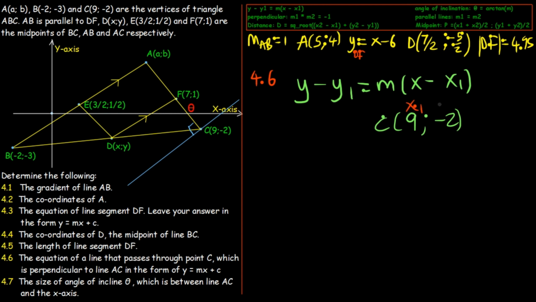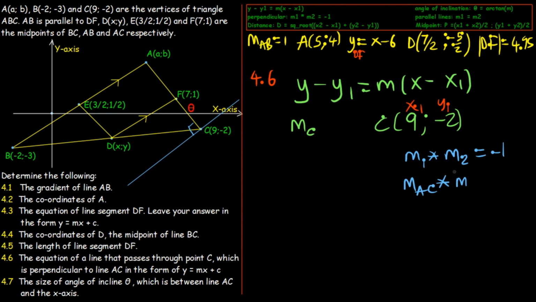So this will be our x1, y1 coordinate. So now we need to be worried about the gradient of this line. So we're given that this line is perpendicular to the line AC. So we use this given information here, that the product of the gradients of perpendicular lines is equal to -1. Okay, now express it as the gradient of the line AC multiplied by the gradient. Let's just call this the gradient of the line through point C.